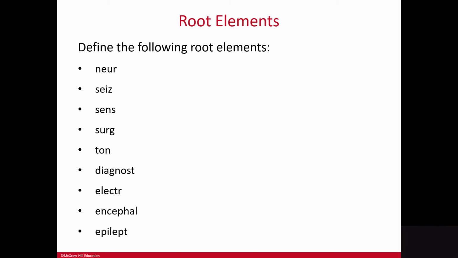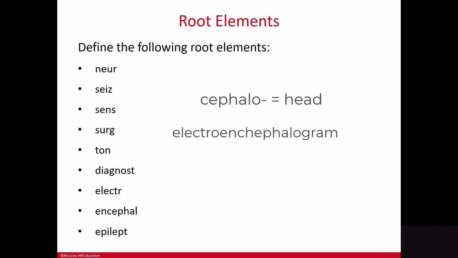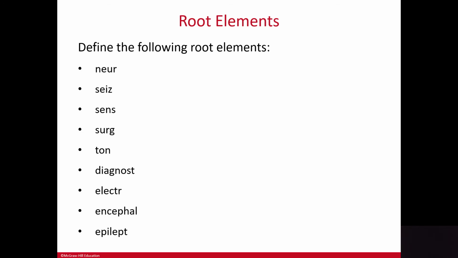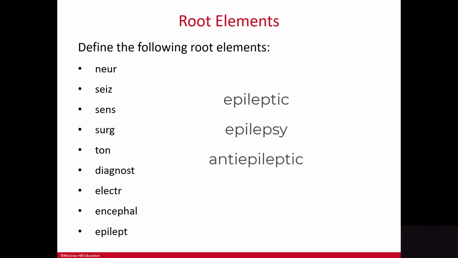And for roots like electro, we can combine it with another root like cephalo, meaning head, and various suffixes to make words like electroencephalogram, electroencephalograph, electroencephalography. And for epilept, we can make words like epileptic, epilepsy, and anti-epileptic.